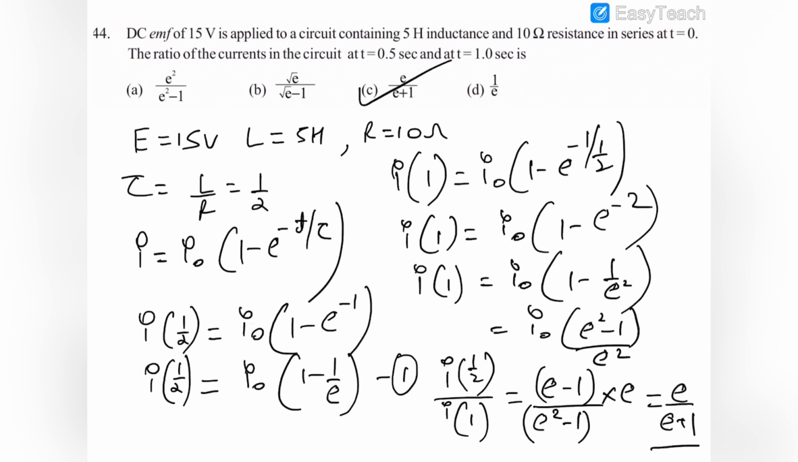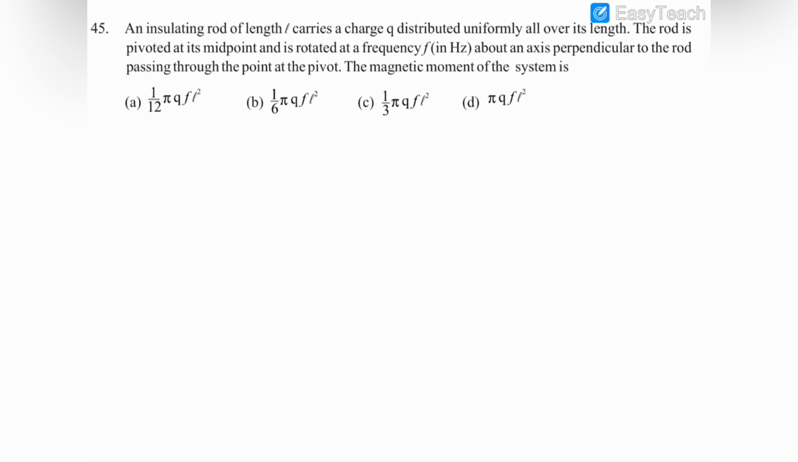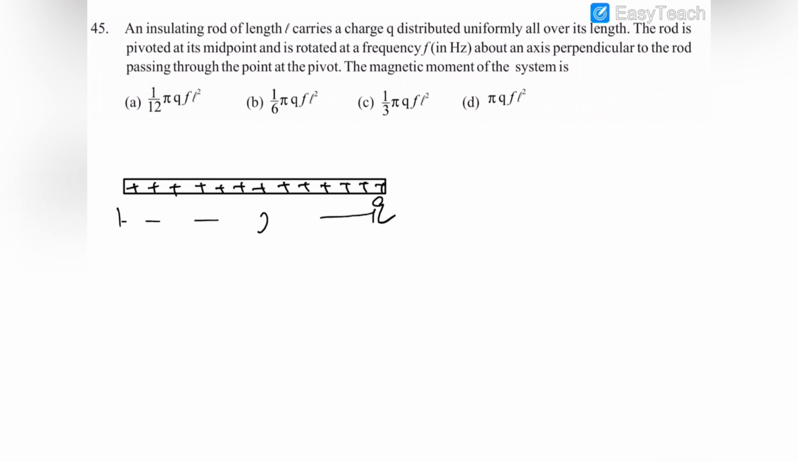Now we move on to the next question. In this question, you can see that there is an insulating rod. Let us draw the rod. And this insulating rod has a total charge of Q, which is distributed uniformly along its length, and its length is L, as well as this rod is pivoted at the middle point.